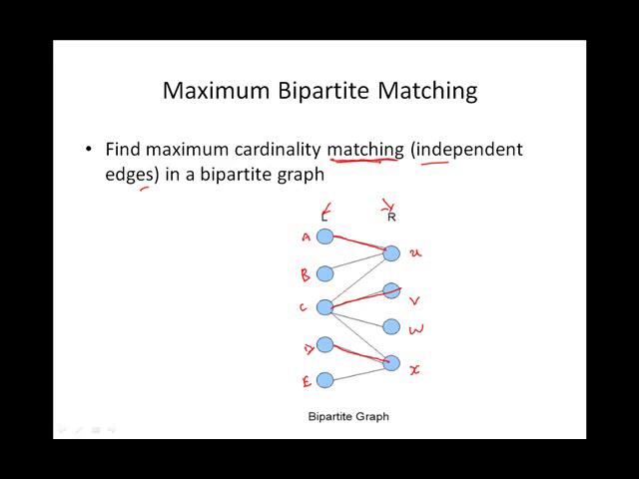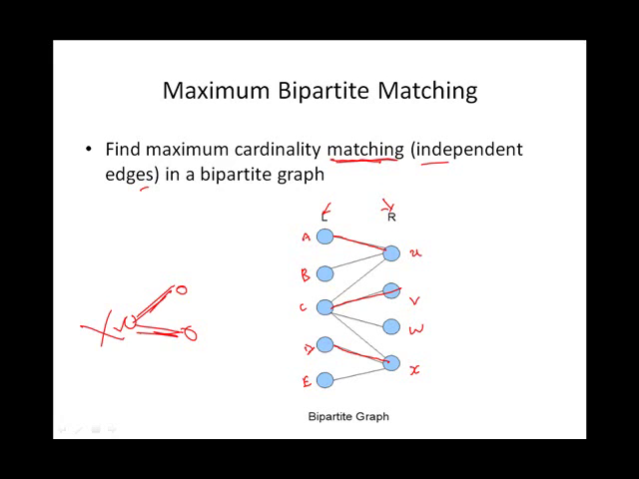So no two edges are incident on the same vertex. If we had selected these two edges, then both of them are incident on the same common vertex. So we do not want to consider such cases. We want to select some independent edges, and the problem is what is the maximum number of independent edges you can select. That is nothing but the matching. So what is the maximum matching possible in this bipartite graph?